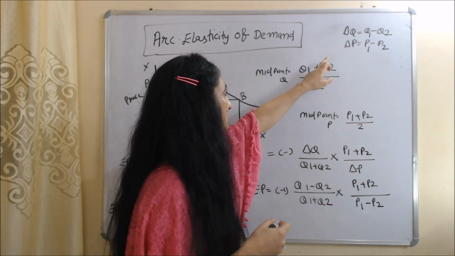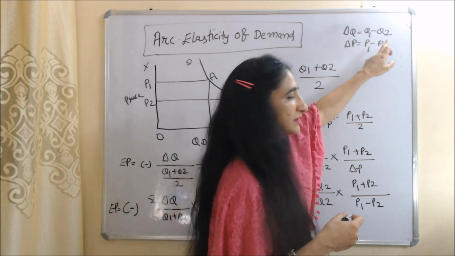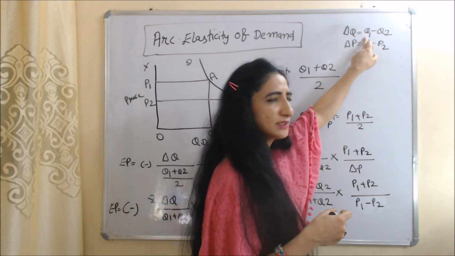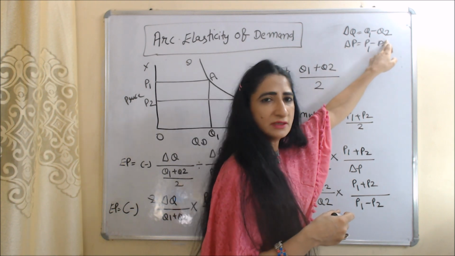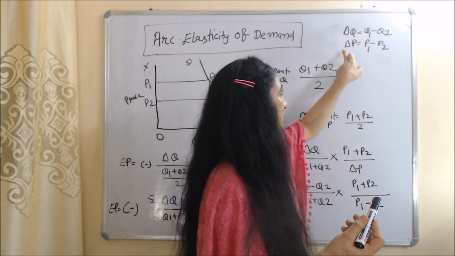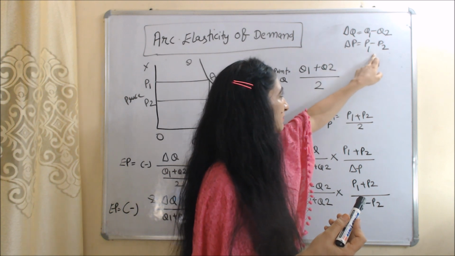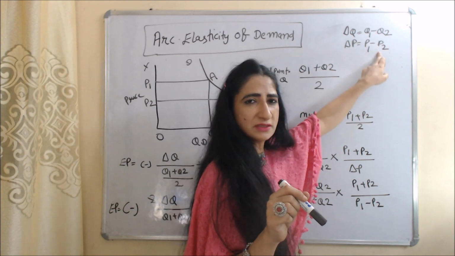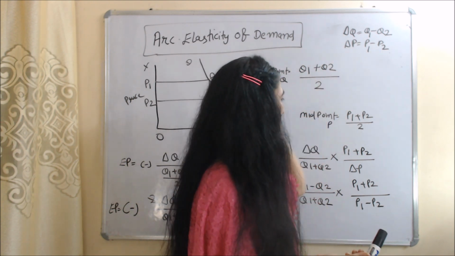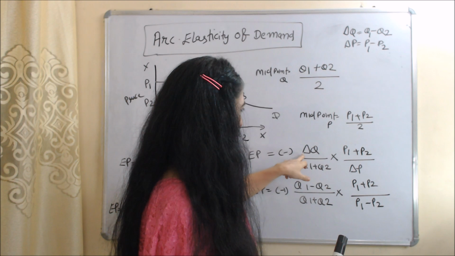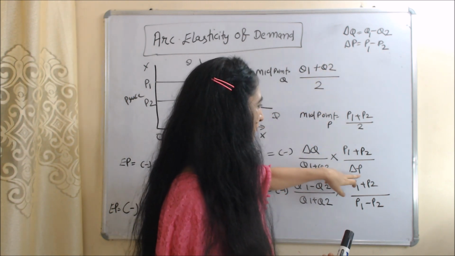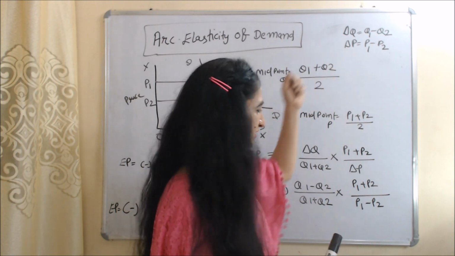As we know, delta Q is equal to Q1 minus Q2. Delta Q means a change in quantities, where Q1 is the original quantity and Q2 is the new quantity. And delta P is equal to P1 minus P2, where P1 means original price and P2 means new price. So in this equation, in place of delta Q, we can write Q1 minus Q2, and in place of delta P, we can write P1 minus P2.